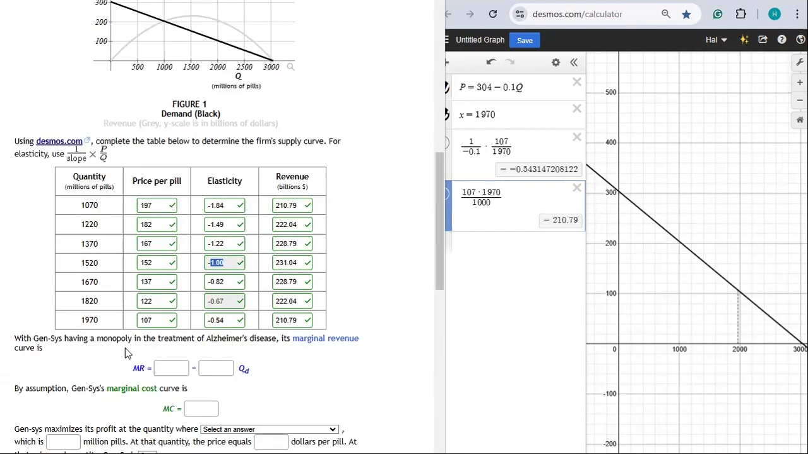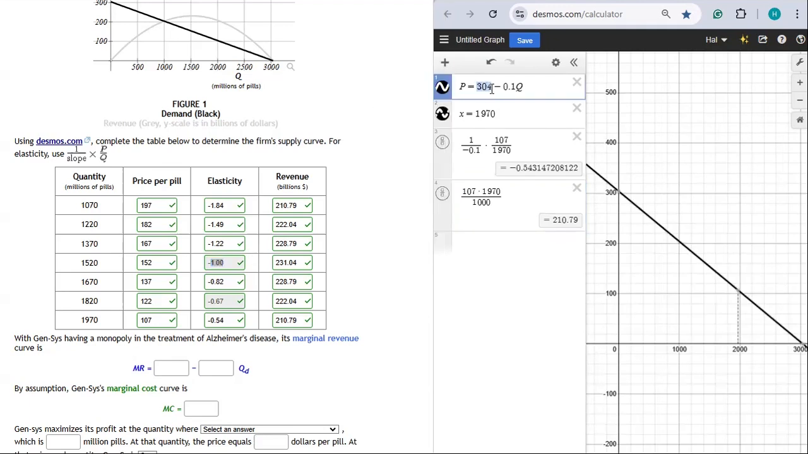With Genesis having a monopoly in the treatment of Alzheimer's disease, the marginal revenue curve for a monopoly has the same intercept as demand, but its slope is twice as big as linear demand. 0.1 times 2 is 0.2. Now, when I press enter, my math will draw the marginal revenue curve in our graph above.